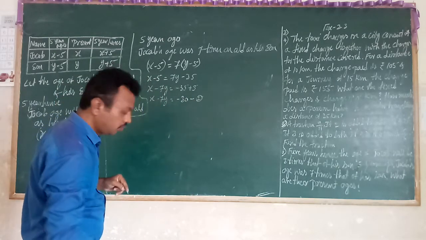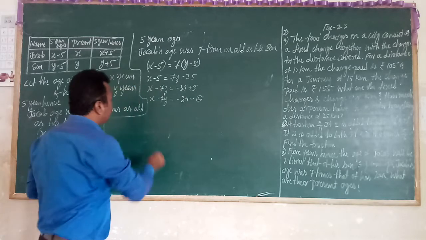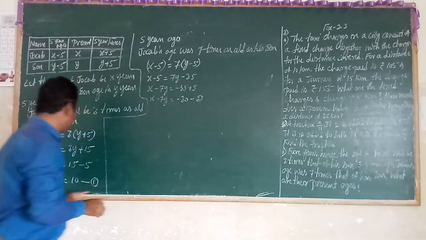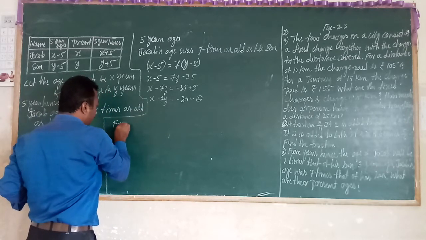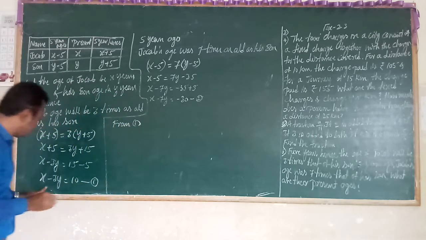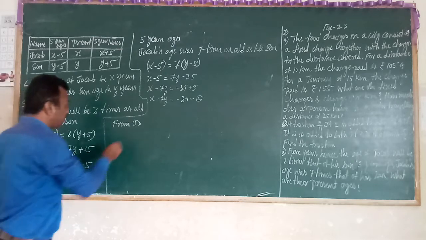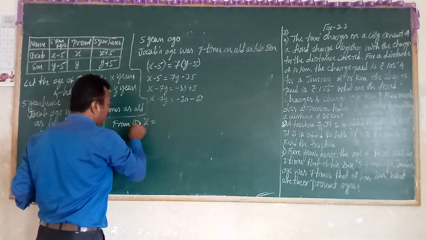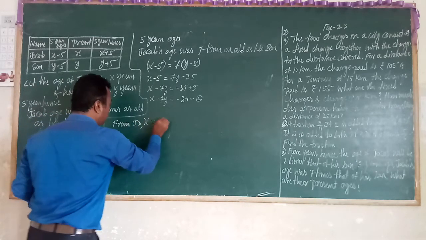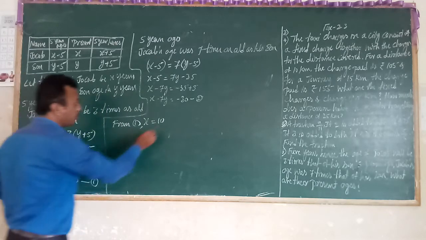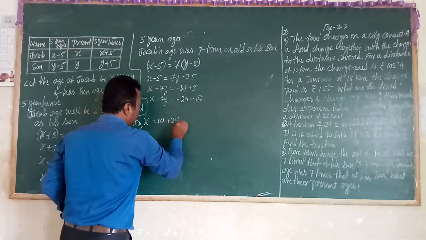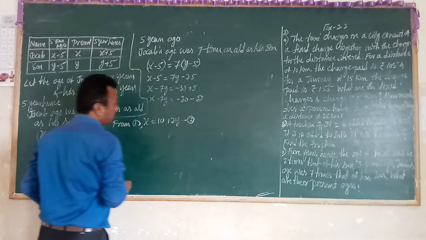Now we have to take any one of the equations, equation 1 or equation 2. I will take the first equation, x minus 3y equals 10. So I will keep x here only, and minus 3y moves over and becomes plus 3y. So x equals 10 plus 3y. This is equation number 3. Correct?